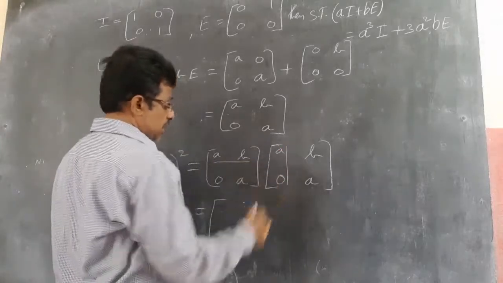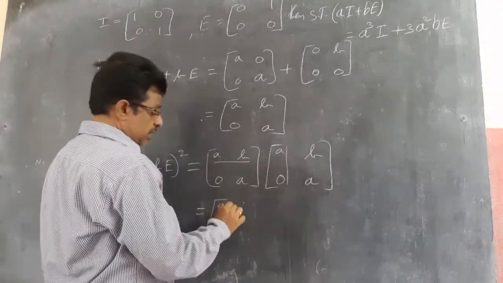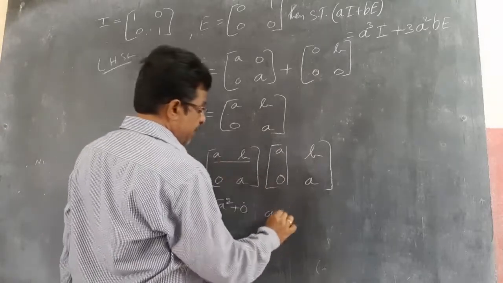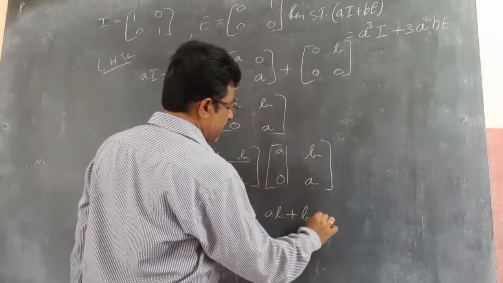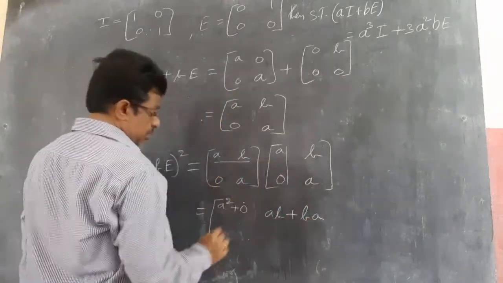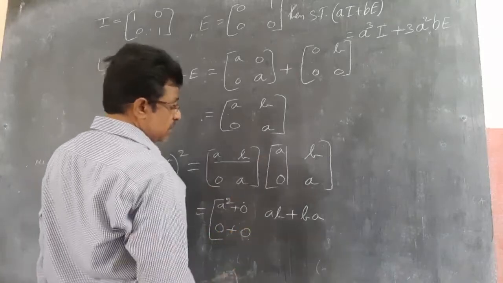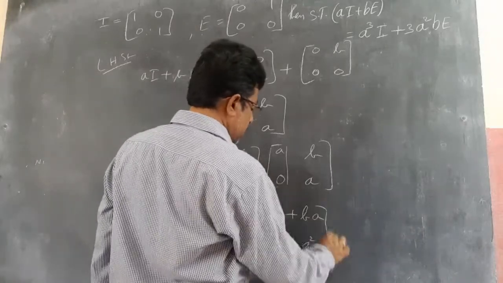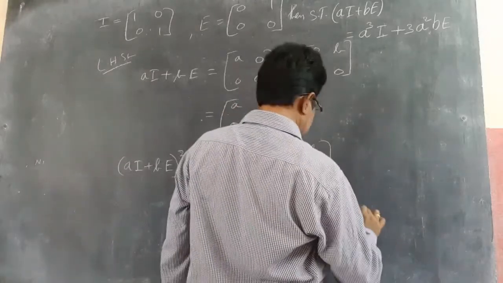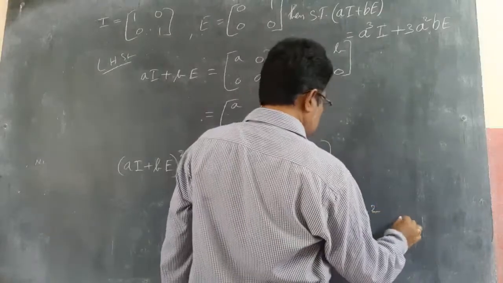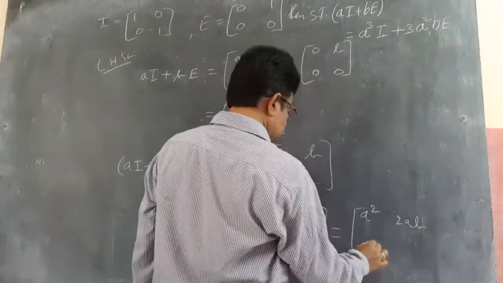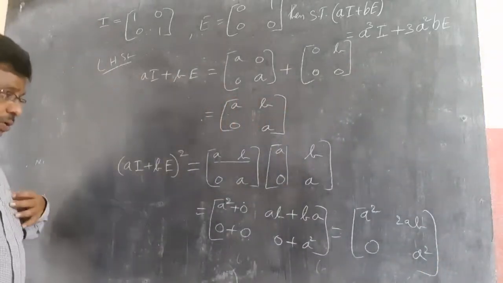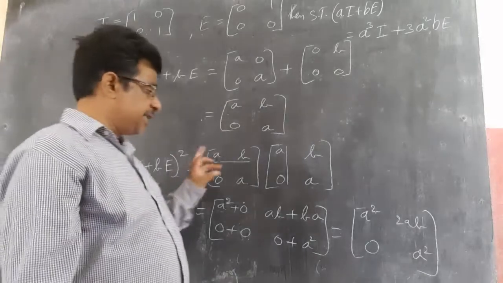It's nothing but matrix multiplication. First row with first column: a into a, a square, plus b into 0, 0. First row with second column: a into b, ab, plus b into a, ab. Next, 0 into a, 0, plus a into 0, 0. 0 into b, 0, plus a into a, a square. Now the matrix becomes [a square, 2ab; 0, a square], which is (aI + bE) whole square.